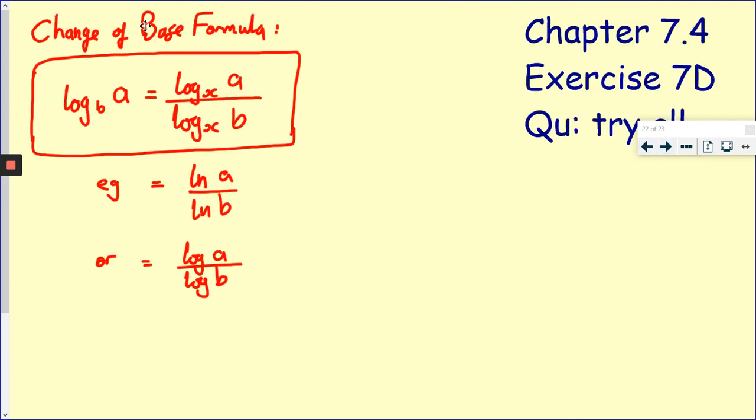Finally then, the change of base formula, which comes from that example, is this: if I've got log to the base b of some number a, that's the same as log to any base of a divided by log of the same base of b. So for example, we could have ln a over ln b, or log a over log b. You get the idea. Have a go at exercise 7D.